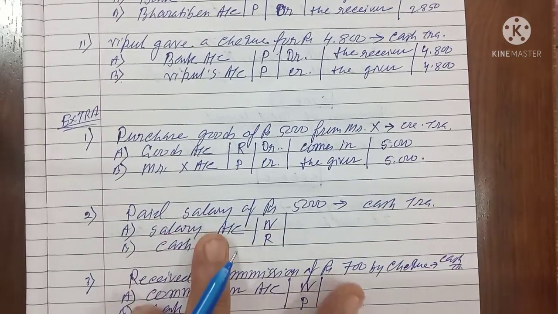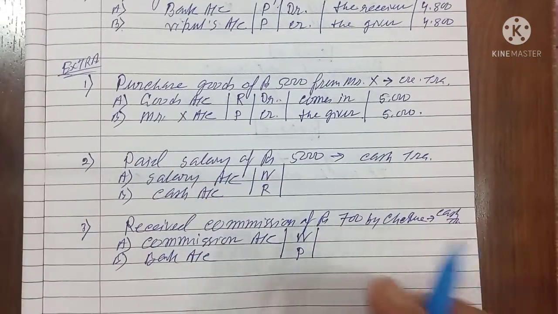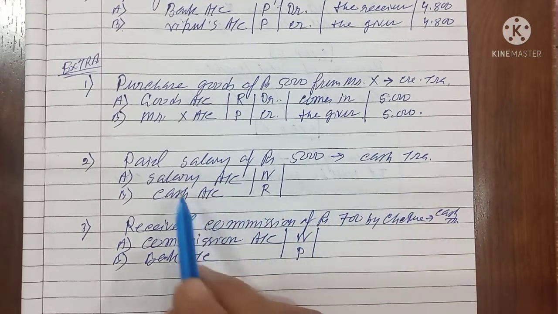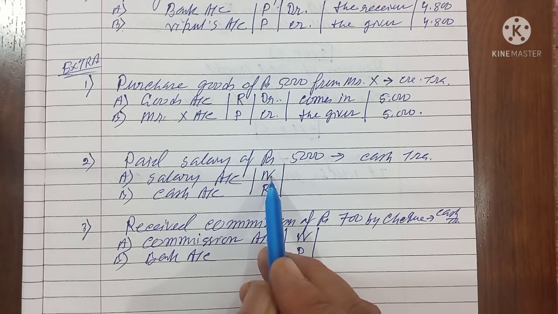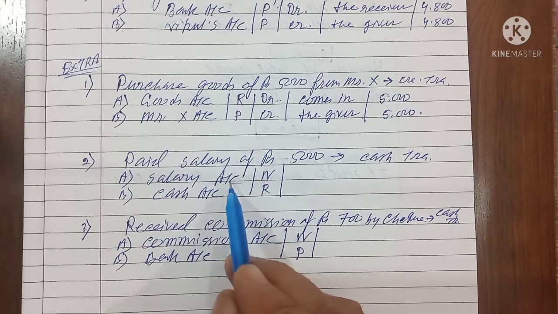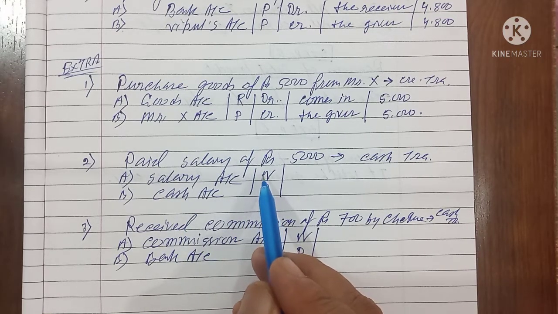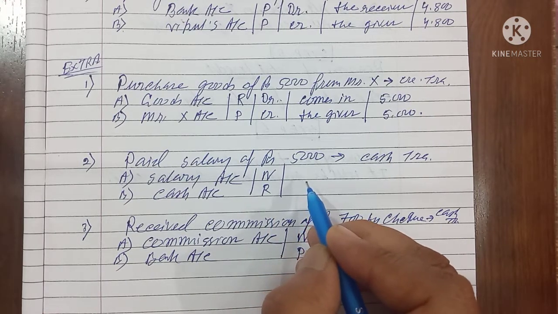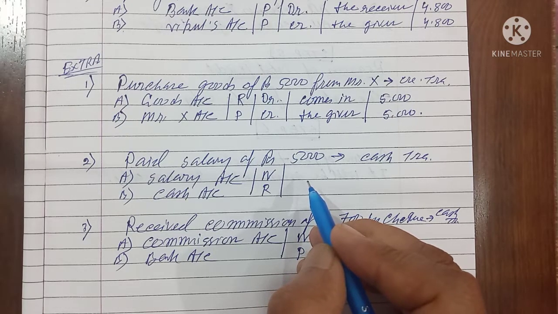Correct? The next one, point number 2: paid salary of rupees 5,000, cash transaction. You have one salary account and the cash account. Salary is a nominal account, cash is a real account. And according to the formula for a nominal account, if it is an expense it will be debit, if it is income it will be credit. Salary account is an expense for the business but income for the employee.